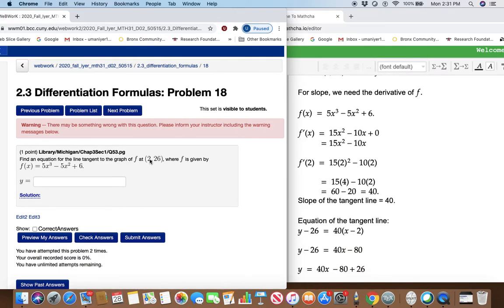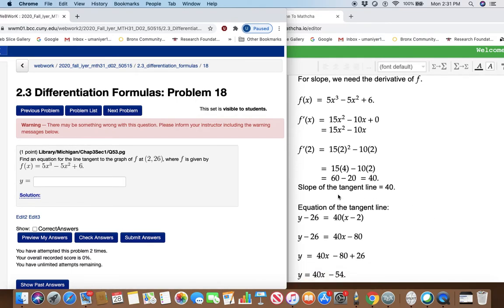The point has x coordinate 2. Plug in x equals 2. So I get 15 times 4 minus 10 times 2. 60 minus 20, that is 40. So slope of the tangent line will be the derivative at 2, that's 40.